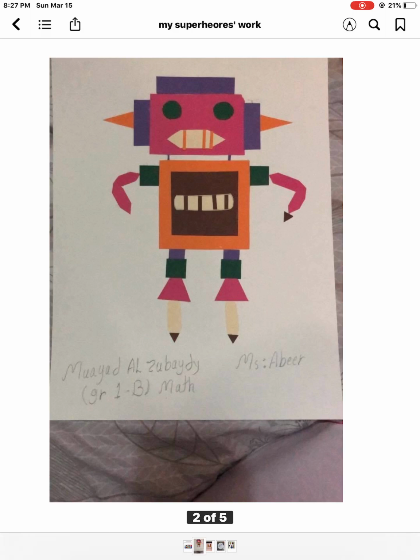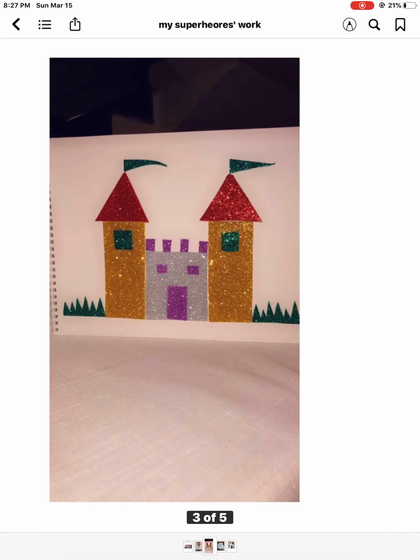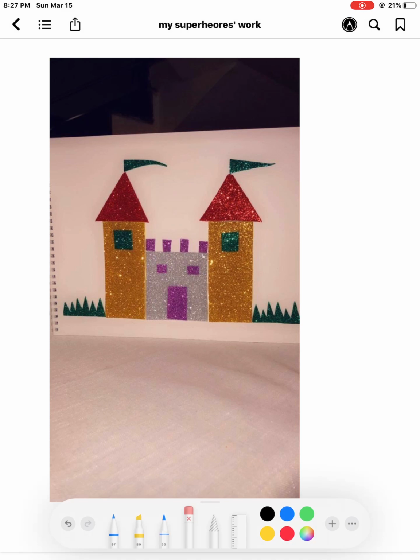Now, let's move to the next superhero. Omar. Great job, Omar. This is a very beautiful castle. It's sparkling and it's colorful. It's really so beautiful. Now let's check which two-dimensional shapes Omar used. Omar used triangles.